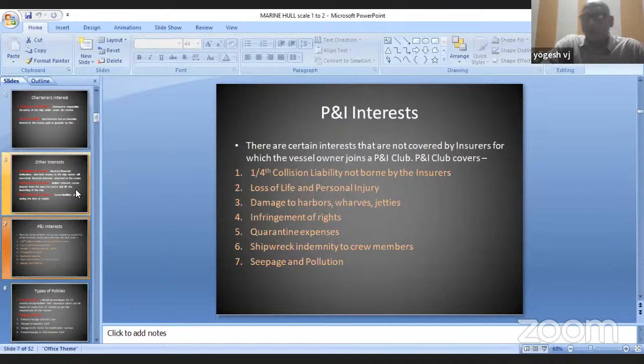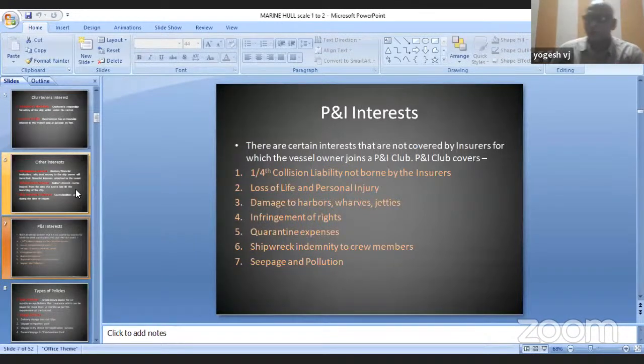Infringement of rights, quarantine expenses. See, quarantine expenses are never paid. If there is a contamination, let us assume the vessel which was stranded on the shore of Shanghai during COVID, the first vessel that was stranded. The people inside that vessel were not even told why they were not allowed to get out of the vessel. Slowly it came to their understanding that they had been quarantined. That vessel was quarantined at the dock of Shanghai. And any losses which occurred during this were not covered under any hull insurance policy, but it was covered under P&I. Okay.